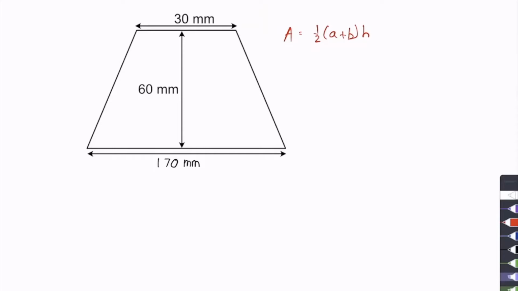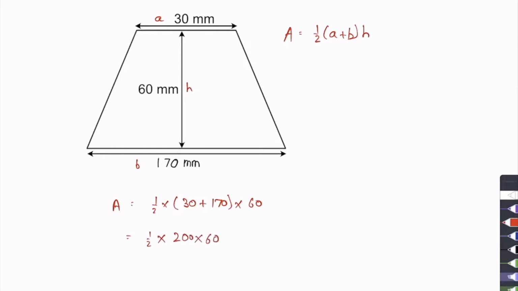So I can see that my parallel sides are here, 30 millimeters, and over here, 170 millimeters, and my height, I'll label the height as well, is 60 millimeters there. We then substitute all the information into the formula. So the area is equal to a half times (A plus B). Now A is 30 plus B, which is 170, multiplied by my height, which is 60.